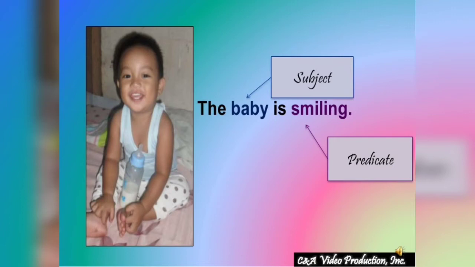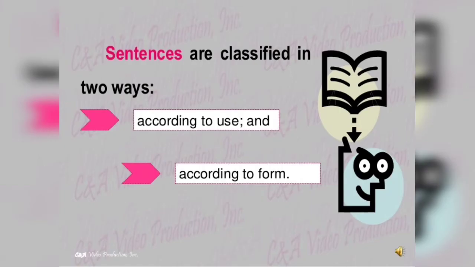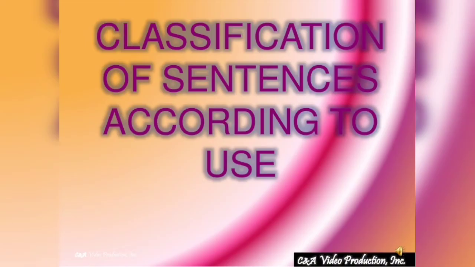So now let us see how these sentences are classified. They are classified in two ways, according to their use and according to their form. Now you must be wondering how it is, correct? So we will try to understand. First we will learn there are four types of sentences. Which are those four types of sentences? Do you know? Try to guess. We already have learned in our 4th standard. So now let us try to understand the classification of sentences according to their use.